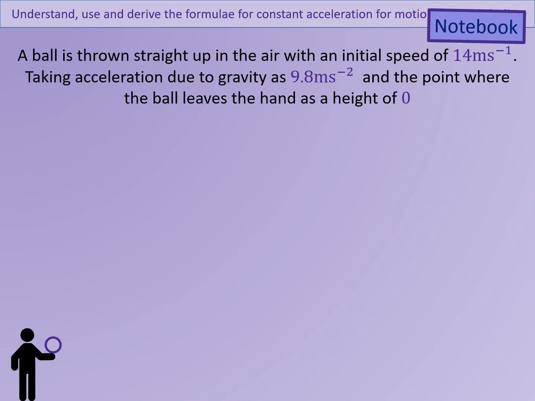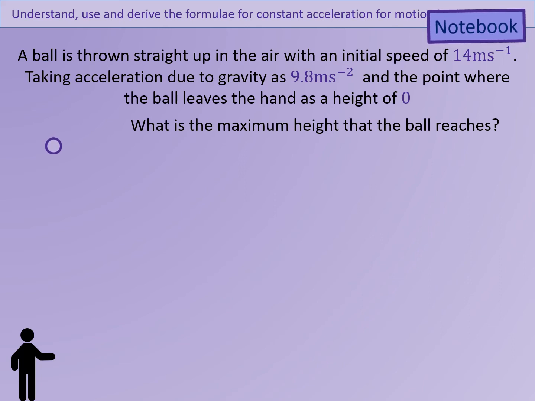We're now going to consider a ball being thrown straight up in the air. Its initial speed straight up is 14 meters per second. We're going to take the acceleration due to gravity as 9.8, and the point where the ball leaves the person's hand will be a height of 0. As we can see, the ball starts to travel upwards, it slows down until it reaches a velocity of 0, and at that point it comes back down again to the ground.